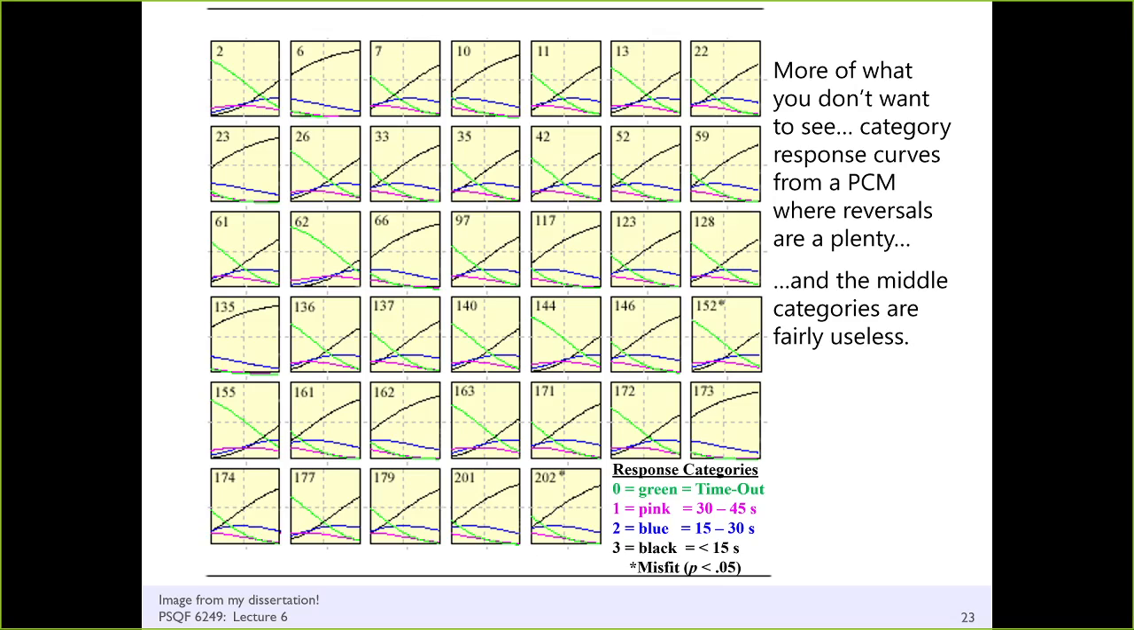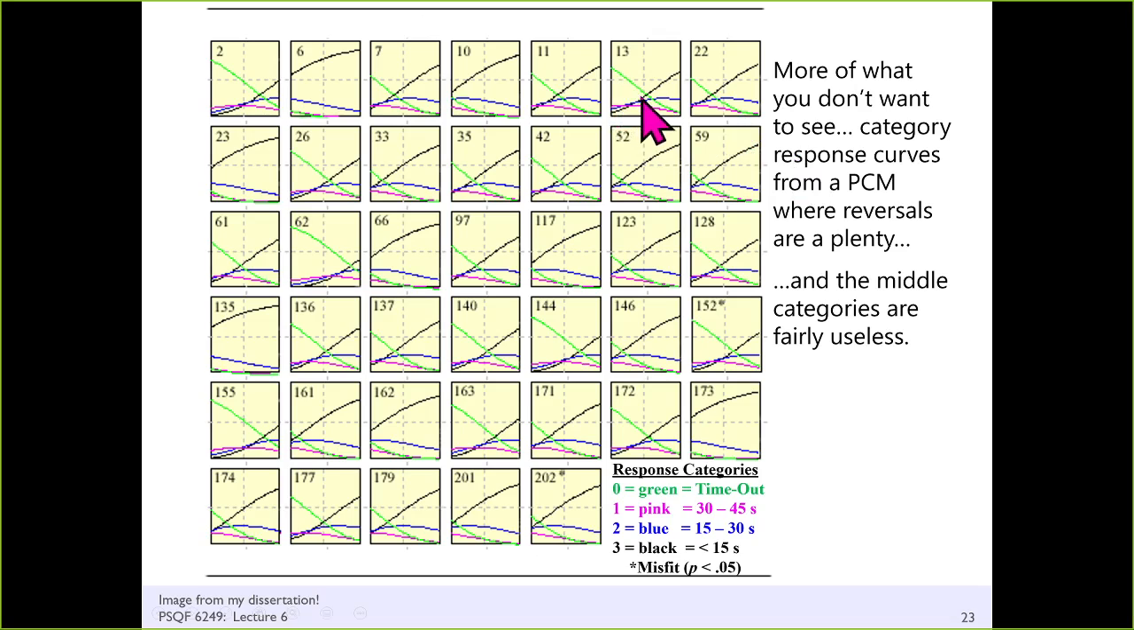So what these actually are showing is response time for a visual detection task where I cut up response time to make an ordinal variable out of it, because I didn't think you could fit an IRT model to response time directly. This is yet another thing that I've learned since then, but they're not going to take my degree away. So I cut up response time into categories, and then I fit a partial credit model to these categories. And this is not good.